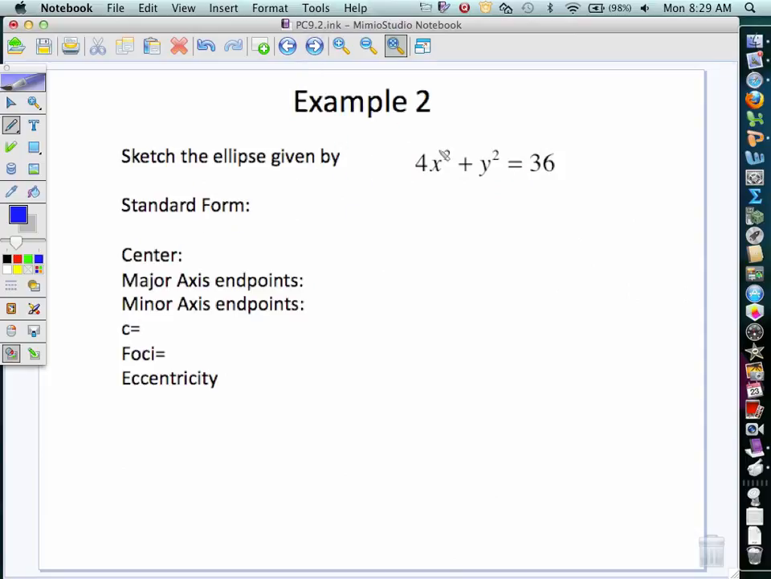All right, let's try another one. Example 2: sketch the ellipse given by the equation. Well, it's not in standard form yet, and we need to get it to standard form. Standard form would be when you have all of your left side equal to 1. So how do we get this whole thing equal to 1? We do that by dividing by 36 on everything.